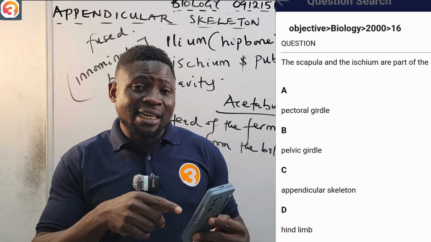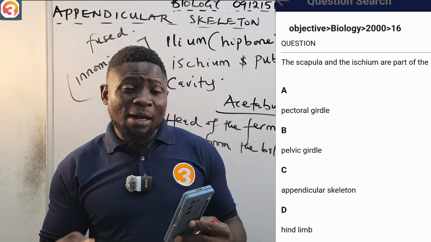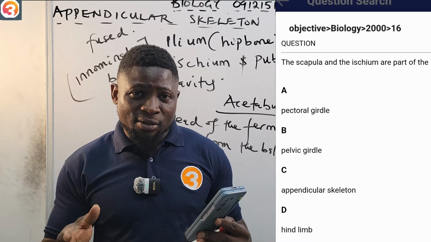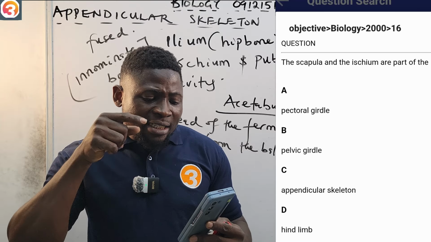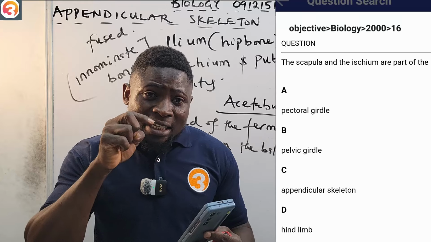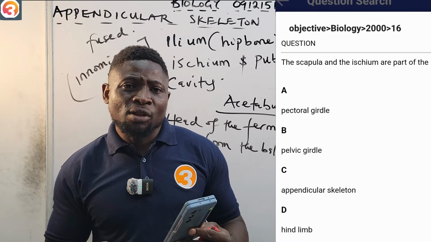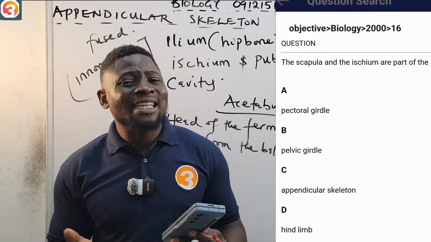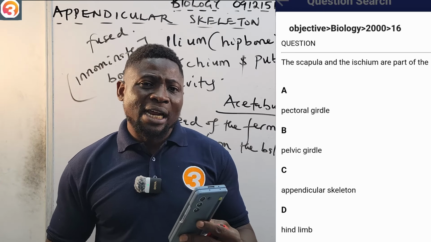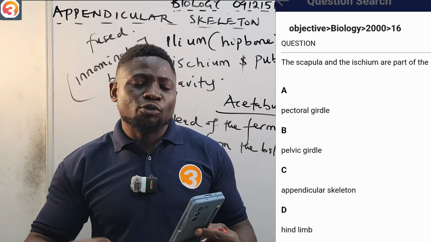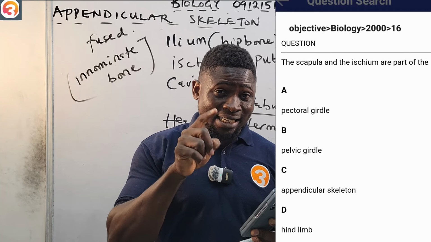So this question is meant to confuse you. The scapula and the ischium are on different parts of the appendicular skeleton. Now they are asking whether it is the pectoral girdle, the pelvic girdle, the hind limb, or the appendicular skeleton. The only thing common between all of them is that they are all parts of the appendicular skeleton. So any other option you choose will be wrong. Just choose your correct answer and put it in the comment section. I hope you understand what I am trying to explain.